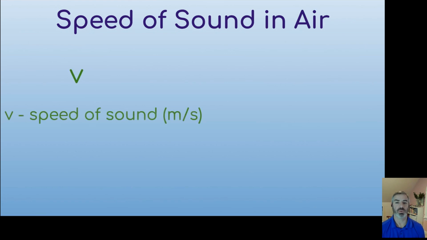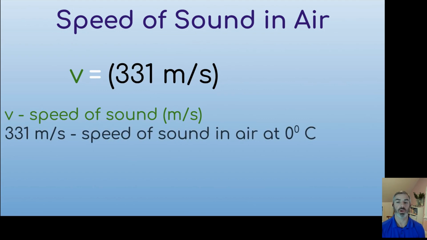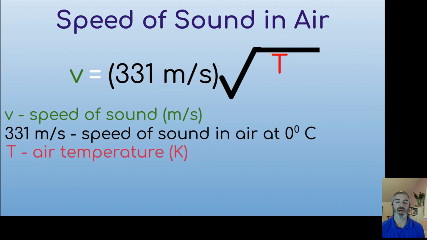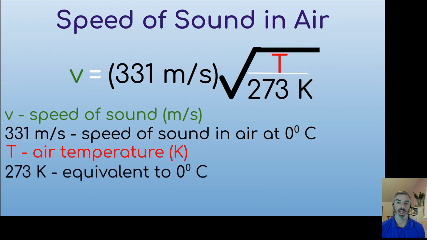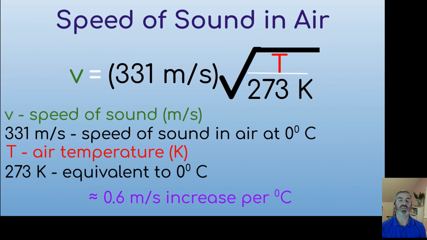Now, the speed of sound in air can be calculated by this equation. So we know the speed of sound in air at 0 degrees Celsius is 331 meters per second. And as the temperature rises or decreases, we multiply by the square root of the temperature in Kelvin divided by 273 Kelvin, which is the 0 degrees Celsius equivalent. So we can calculate the speed, and that's an approximate increase of 0.6 meters per second per degree Celsius.